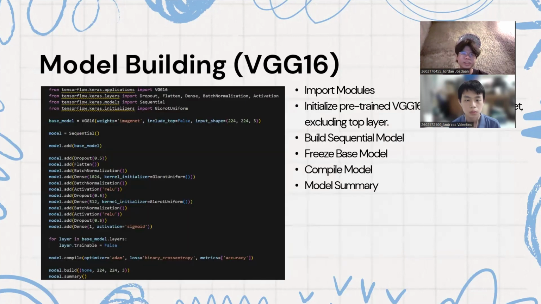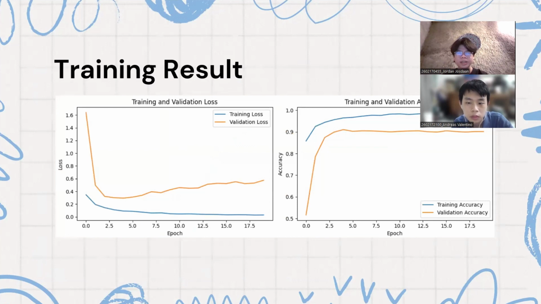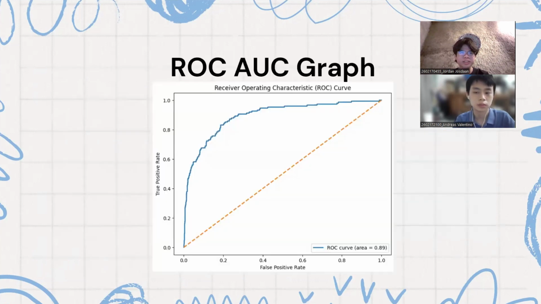And next is the VGG16 model building. Now for the VGG16, similar to Inception V3, we create a sequential model and add the pre-trained VGG16 base model. The rest of the model building is the same as Inception V3, such as using the same number of neurons and using the same activation functions. And here are the training results. These are the test results, and this is the ROC-AUC.